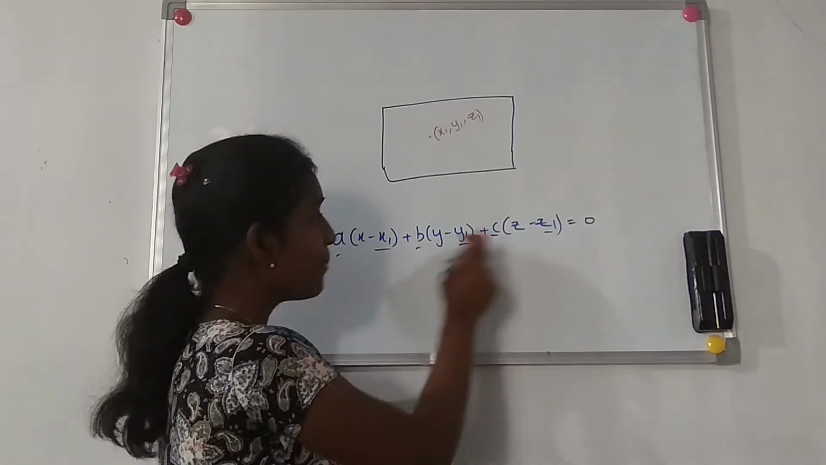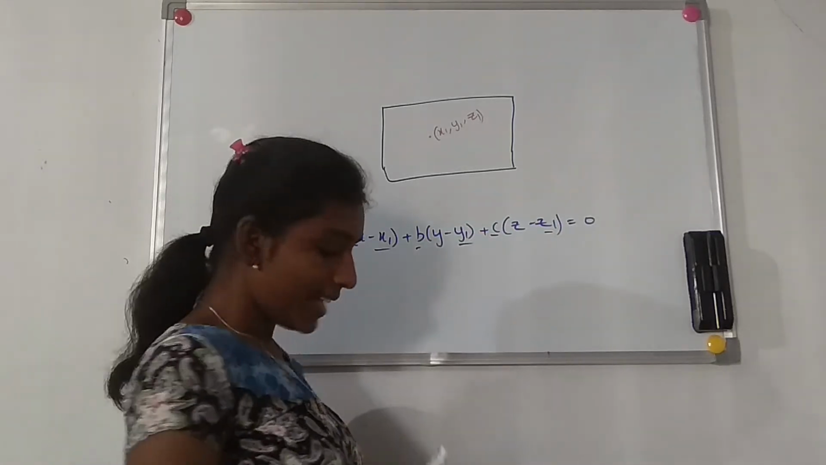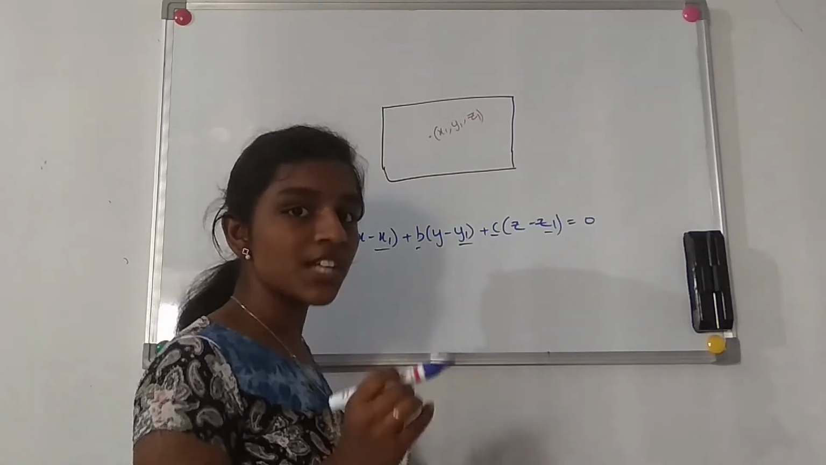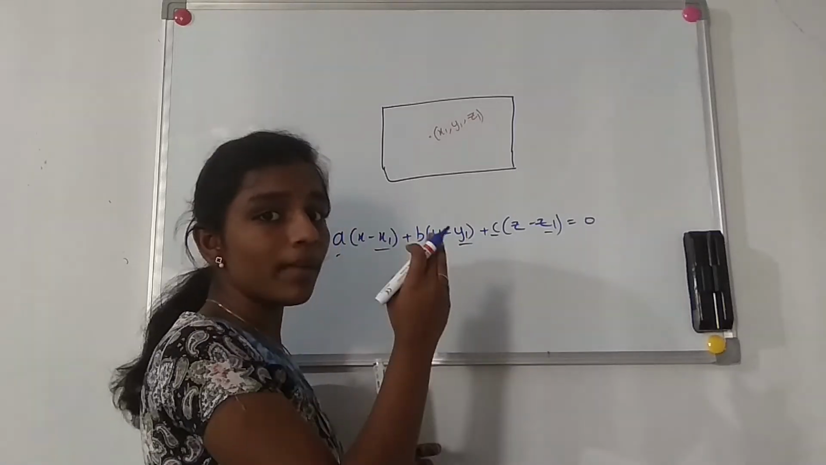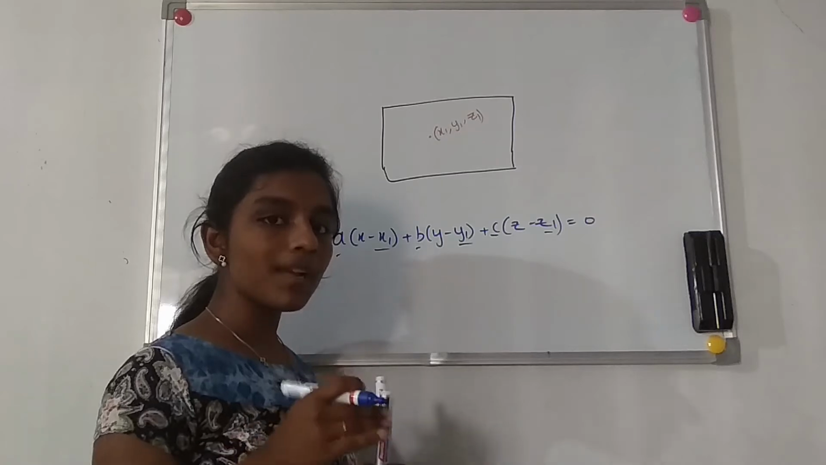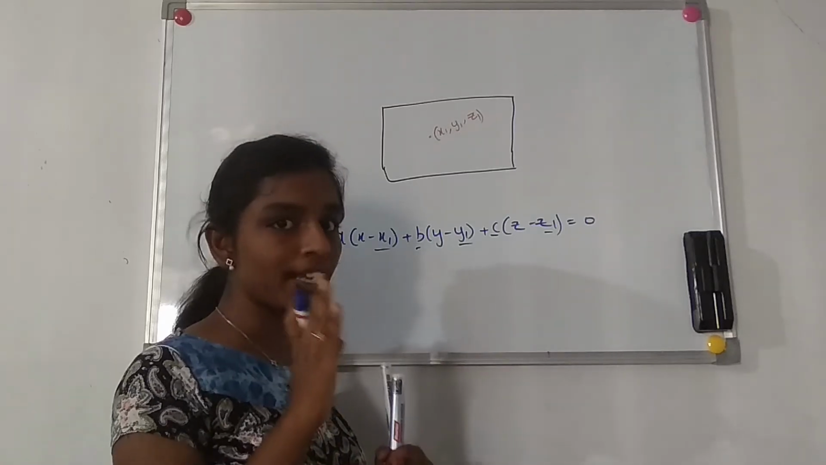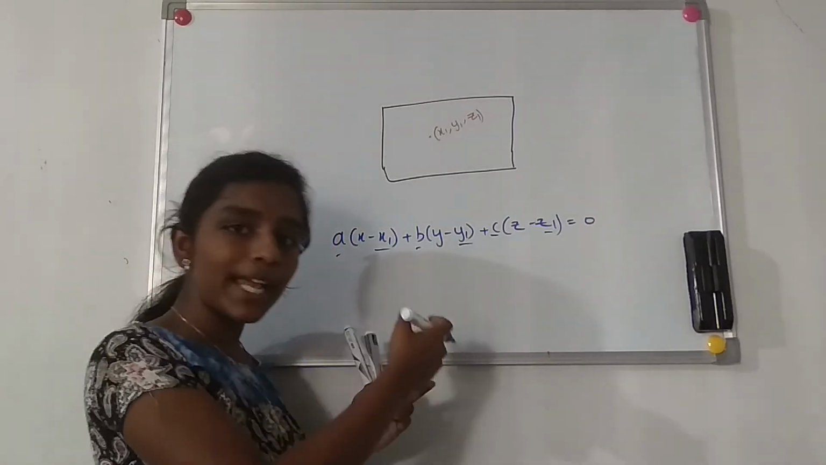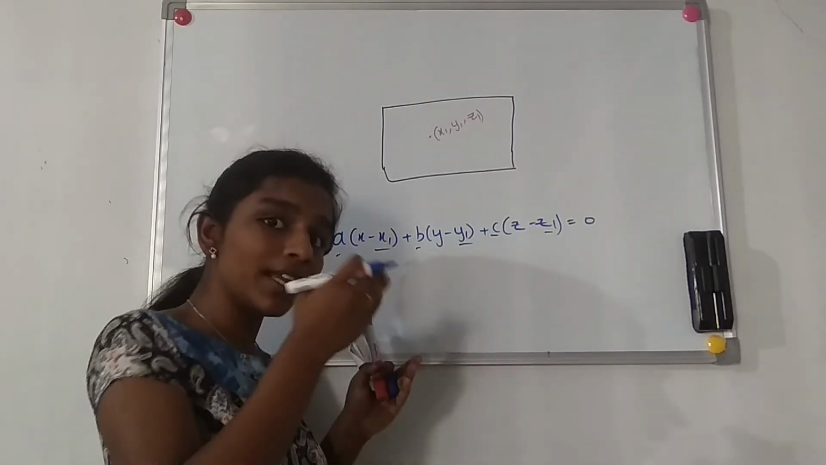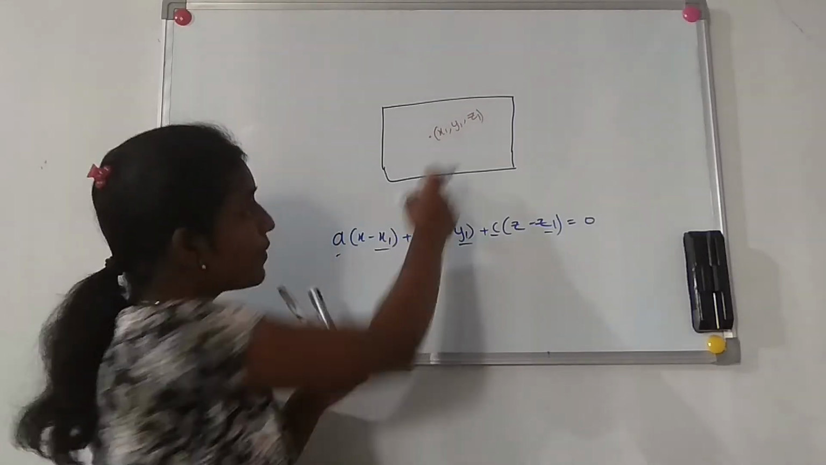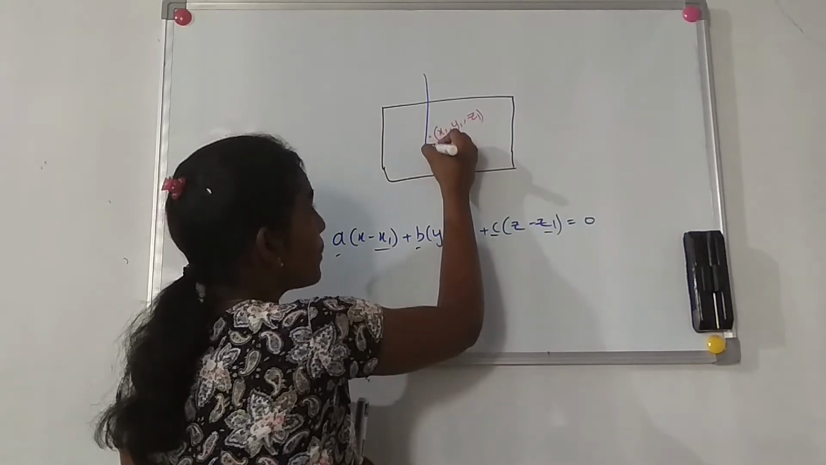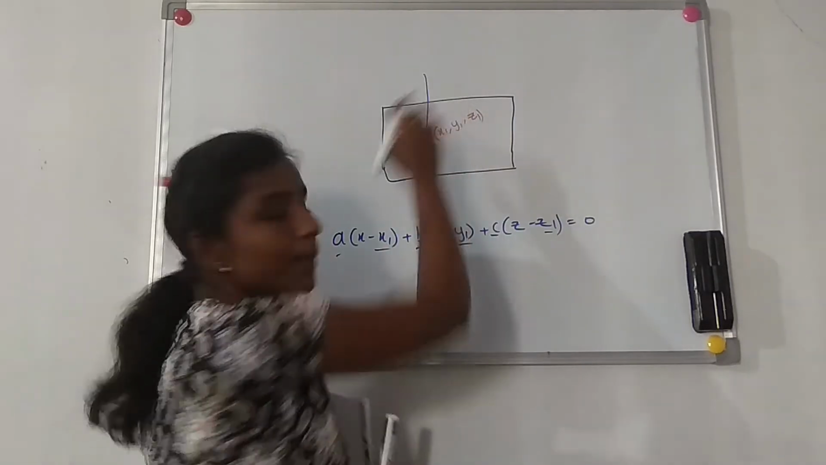Now what are these a, b, c? These are the direction ratios of the normal of the plane. Now what is that? Actually what is a normal? Normal is a perpendicular line, right? So normal to the plane means the line which is perpendicular to the plane, right? So if this is the plane, I will draw a line perpendicular to the plane. So this will be the normal.